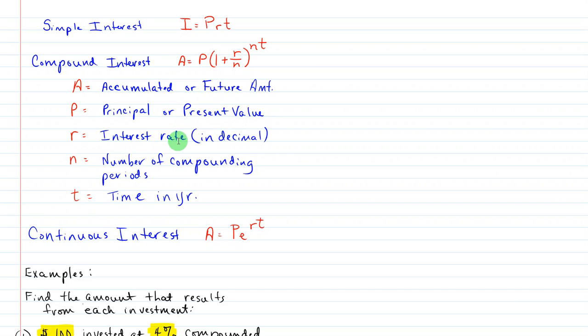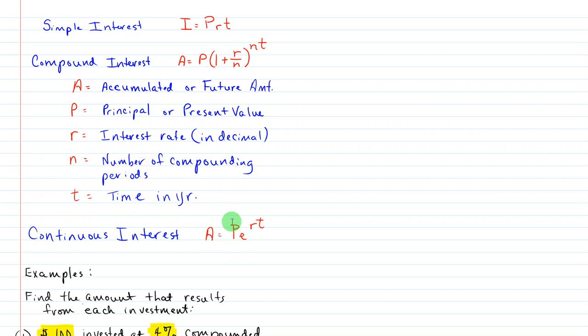R is your interest rate. And if you're doing them by hand, you will have to put that in decimal form. N is the number of compounding periods. That's how many times they are going to run this formula on your money in 1 year. And then the T is the time in years. So that's important to note. If you have a problem that says that you left your money in for 18 months, you do not use 18 for the time because it has to be in years. So that'll be 1.5.